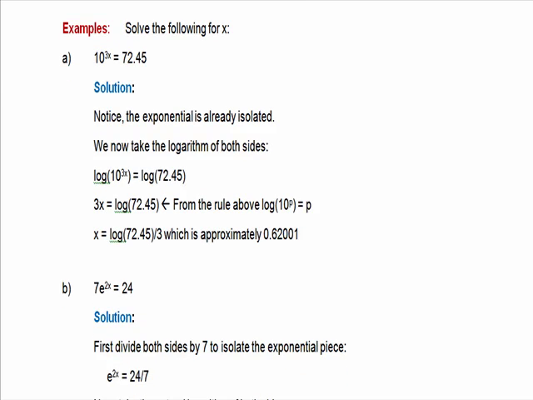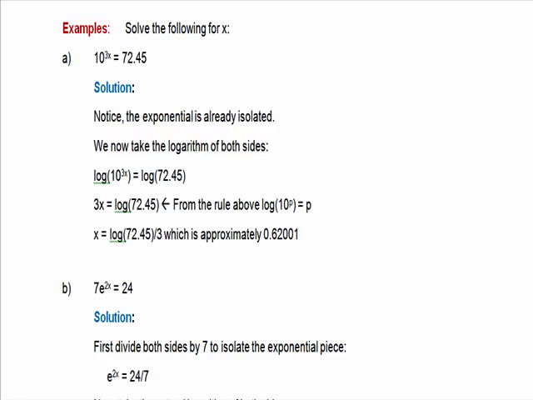Let's solve the following for x. 10 raised to the quantity 3x equals 72.45. So if we follow our three steps, first thing we should notice is the exponential piece is already isolated. 10 to the 3x is on one side of the equation all by itself. So now we can take a look at step 2.